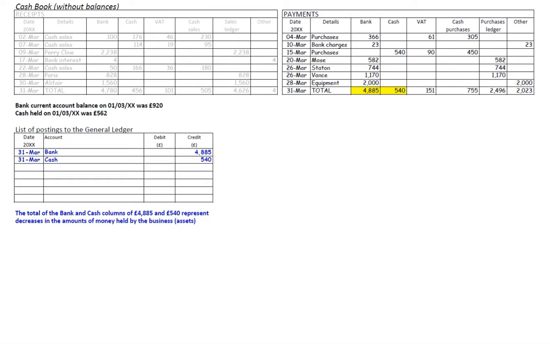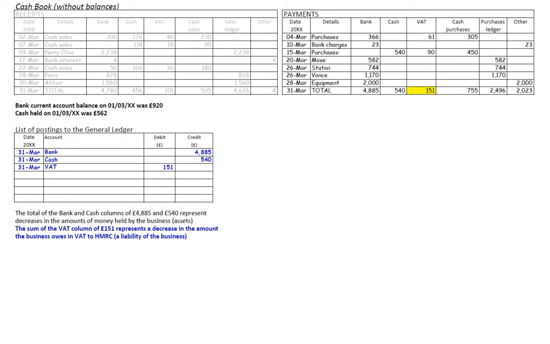We'll then start posting the other columns. So the VAT, well, that £151 total there will be debited to our VAT account. Now, it's a debit because that £151 represents a fall or a reduction in the value of the amount the business owes in VAT to HMRC. So, a reduction in a liability is always recorded as a debit.